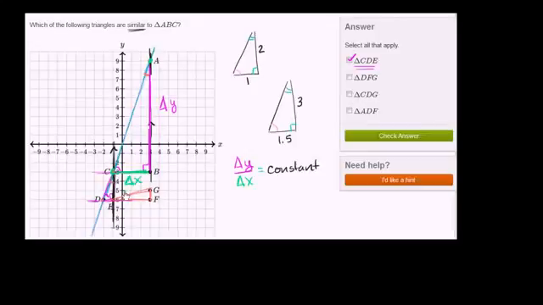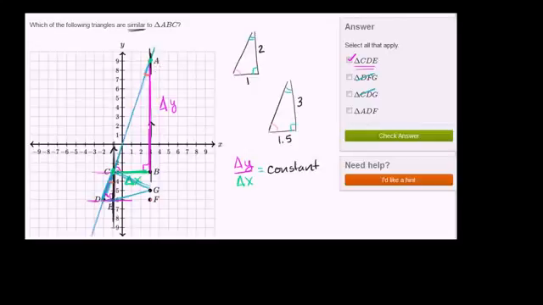Well, once again, this is not similar. CDG, I'll do in blue. So CDG, this is not a right triangle. This isn't just a change in x right over here. This isn't a horizontal line. And this one right over here is not a vertical line. So once again, this is not similar. In fact, this is not even a right triangle. So we'll mark both of these out. And then they say ADF.